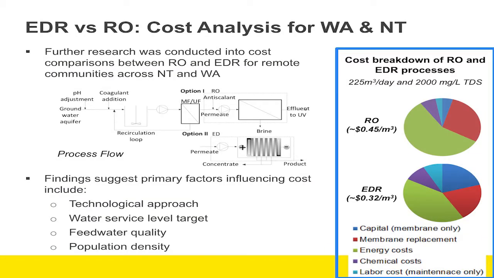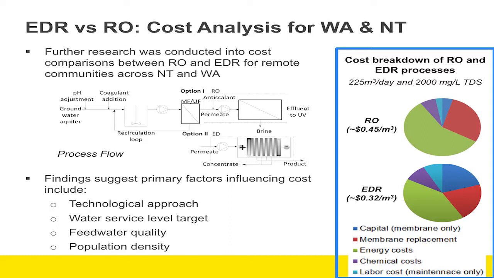And we did that right across, I think, about 72 communities in WA and NT, comparing RO and EDR. And the example on the right just gives a rough cost breakdown of your typical treatment plant, 225 kilolitres per day, and where those costs go. But generally speaking, across all communities, the primary factors influencing cost were the technological approach, water service level target, feed water quality, and the population density.